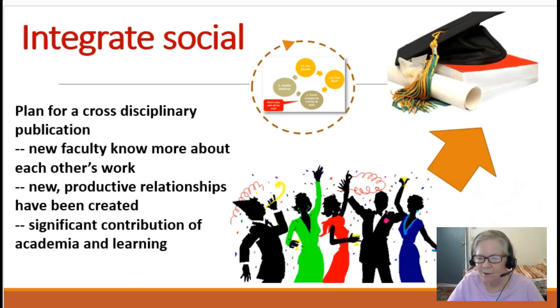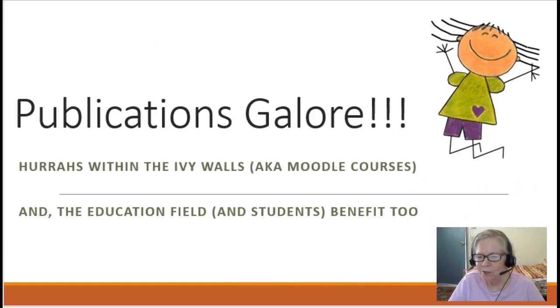Ultimately, they can make a significant contribution to academia and to learning because they've now gone further in their understanding of how to work with the different journals, which ties back to the original goal of helping new faculty get published. And ultimately, publication is a way of ensuring that the field of education keeps on growing and helps the students themselves, and ultimately helps society.